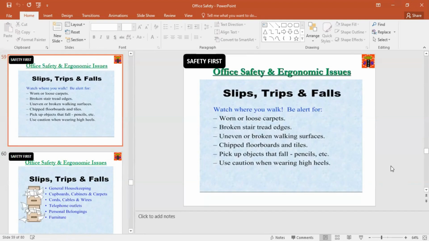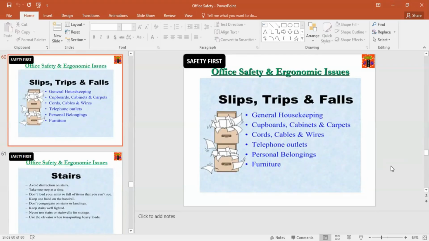Watch where you walk. Be alert for worn or loose carpets, broken stair tread edges, uneven or broken walking surfaces, chipped floorboards and tiles. Pick up objects that fall, such as pencils. Use caution when wearing high heels. General housekeeping: cupboards, cabinets and carpets, cords, cables and wires, telephone outlets, personal belongings and furniture.